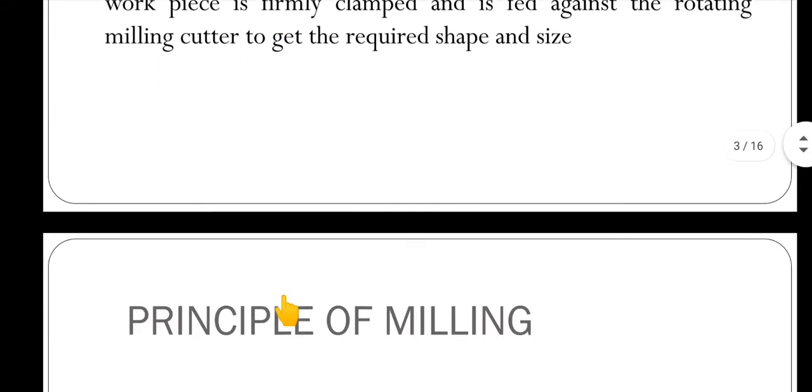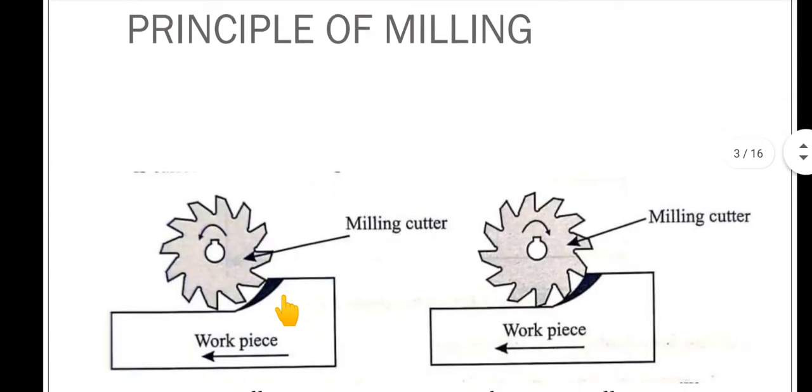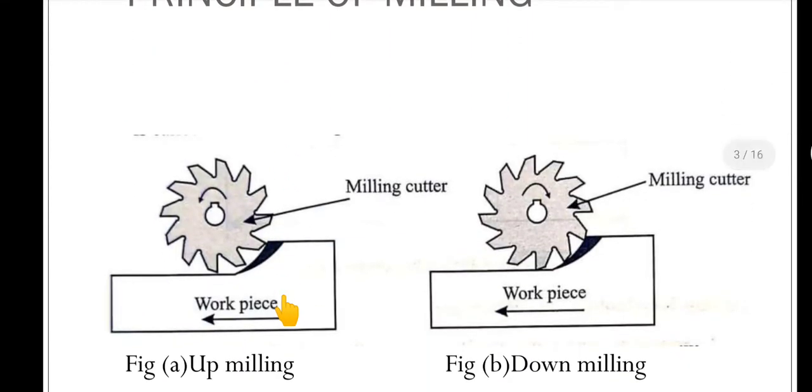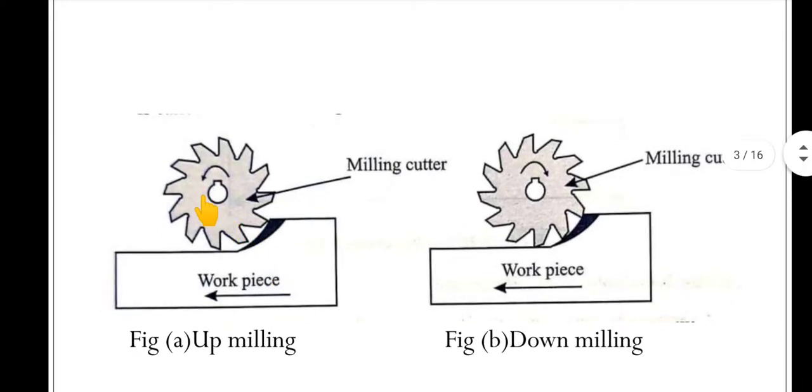Next, let's see the principle of milling. In the principle of milling, you can see here the milling cutter will be rotating in the anti-clockwise direction. The workpiece is firmly clamped on the work table, then it is fed against the rotating cutter, so some metal is removed and we get the final product. Here there are two types of milling. One is up milling and one more is down milling. Let us see what is up milling.